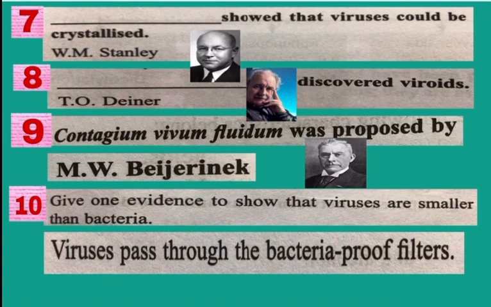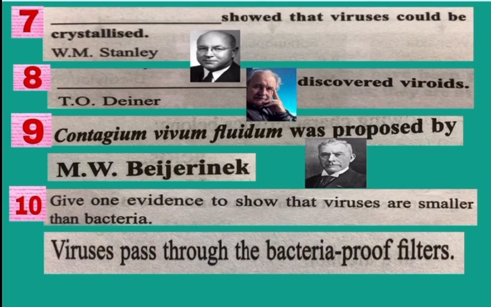Question number 7. Dash showed that viruses could be crystallized. W. M. Stanley in 1935 showed that viruses could be crystallized and consist largely of proteins. Question number 8. Dash discovered viroids. In 1971, T. O. Diener discovered a new infectious agent smaller than a virus and called them viroids.